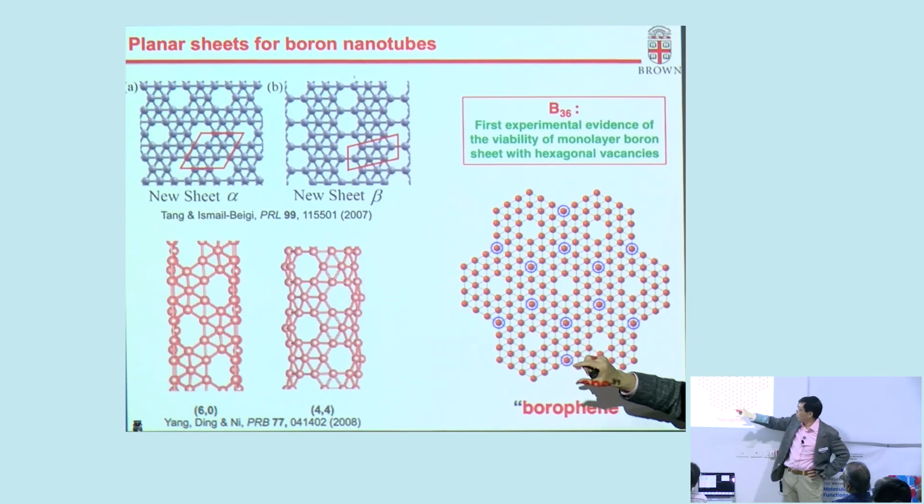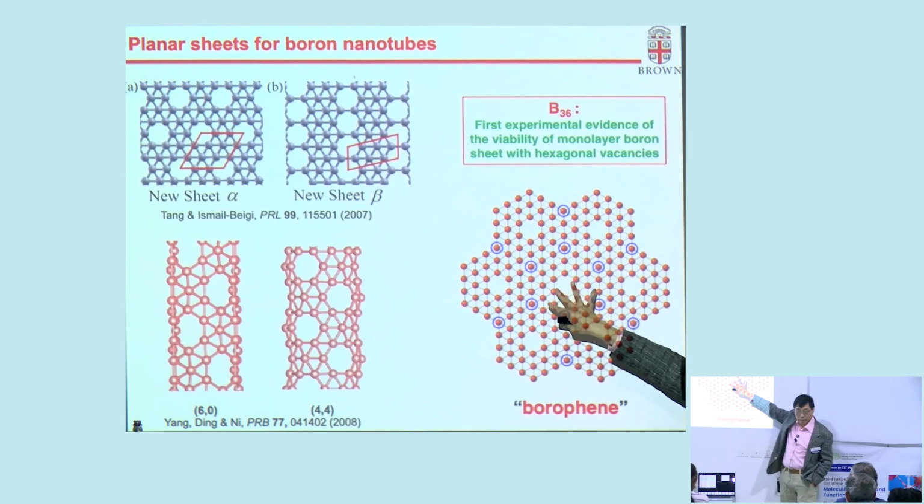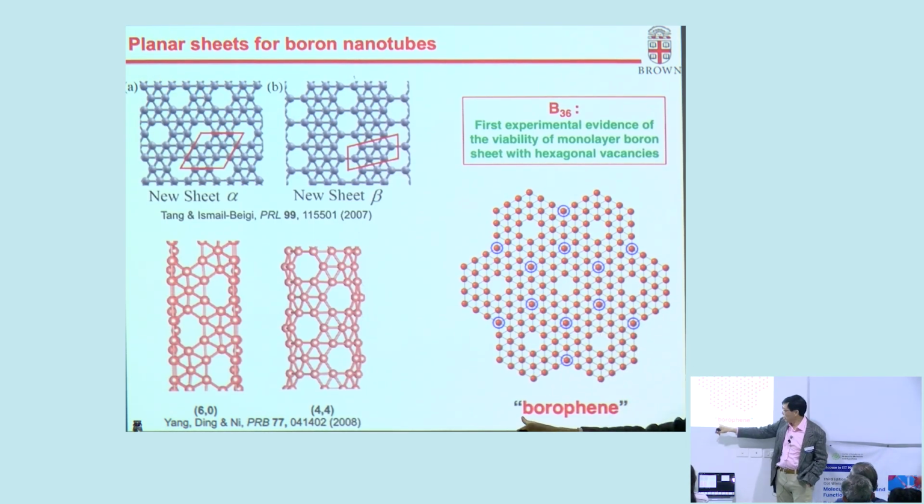This is why we saw that we can use B36 to build a 2-dimensional boron, but you need a hexagonal vacancy. That's because if you don't have this vacancy, it's electron rich, and it's not planar. So we saw that this should be able to be made. And if we can make this material, we need to have a name. So we coined the name borophene.